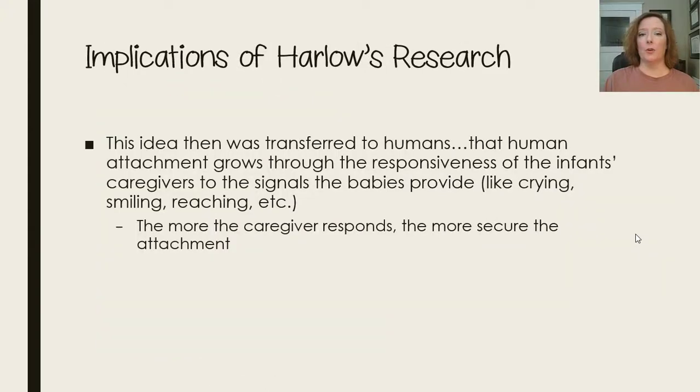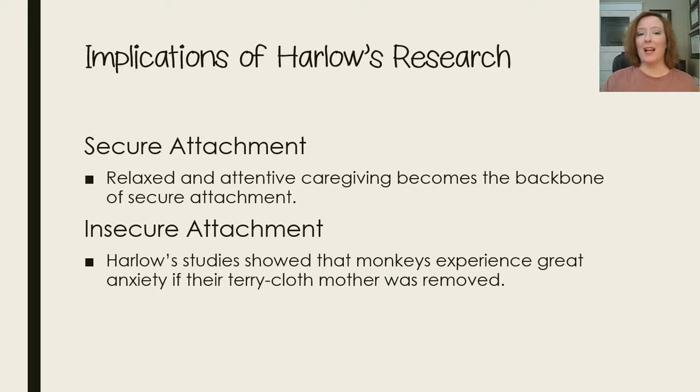Okay, the implications of Harlow's research. The idea from this research was then transferred to humans, that human attachment grows through the responsiveness of the infant's caregivers to the signals the babies provide. So crying, smiling, reaching, that type of thing. Basically, the more the caregiver responds, the more secure the attachment becomes. A secure attachment is characterized by relaxed and attentive caregiving, and it becomes the backbone of secure attachment. In Harlow's research, the study showed that monkeys experience great anxiety if their terry cloth mother was removed, and this led to an insecure attachment.